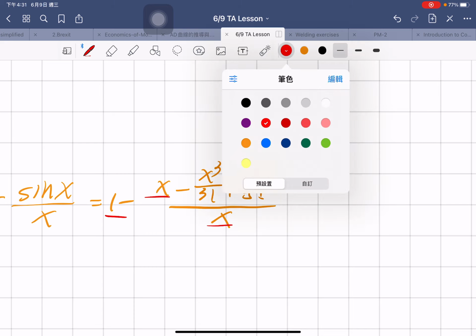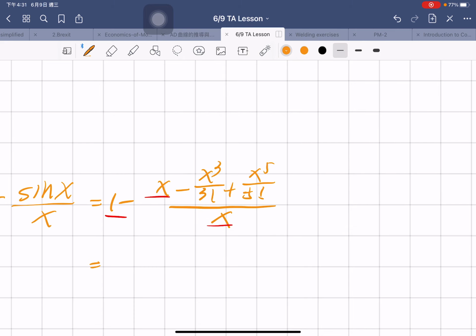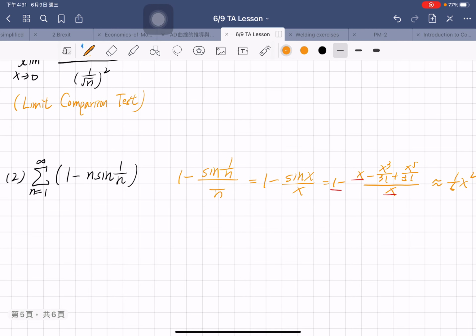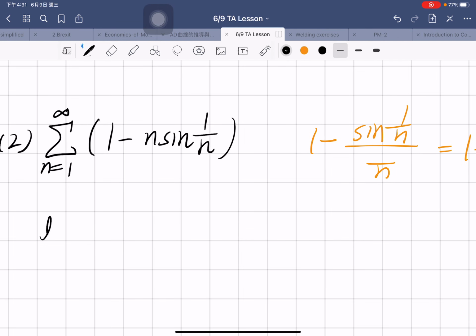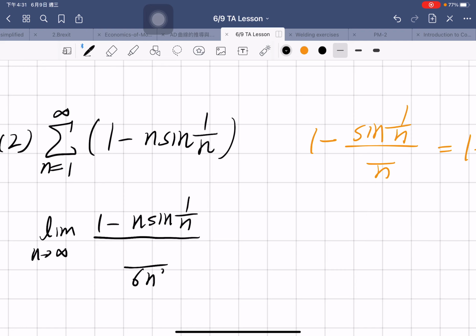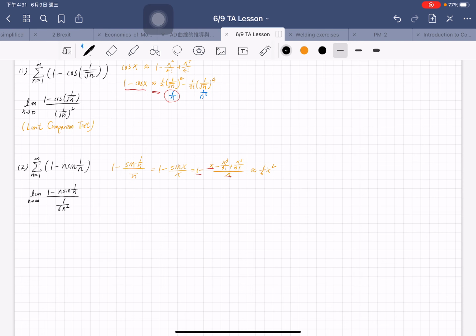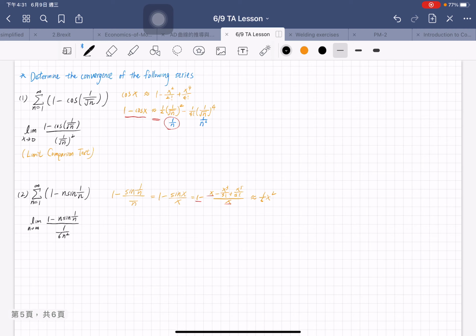So we will choose our first term to be the leading term. This will be similar to x squared over 6. So we can try our limit as n goes to infinity, and this is our problem, subtract our 1 over 6 times n squared. Okay, so this is an application of the Taylor expansion you can use on doing the convergence test.